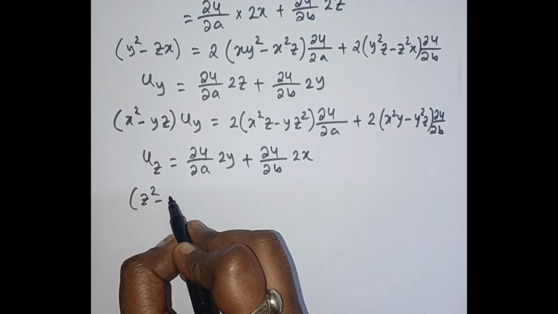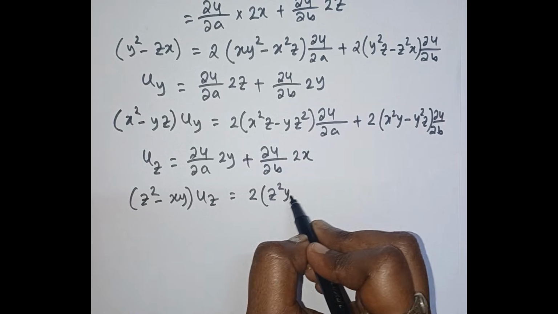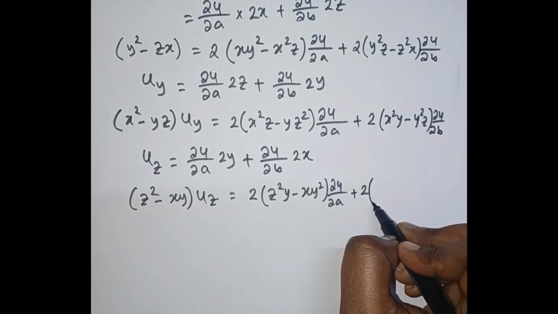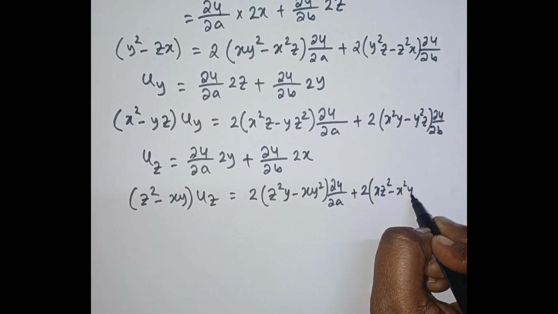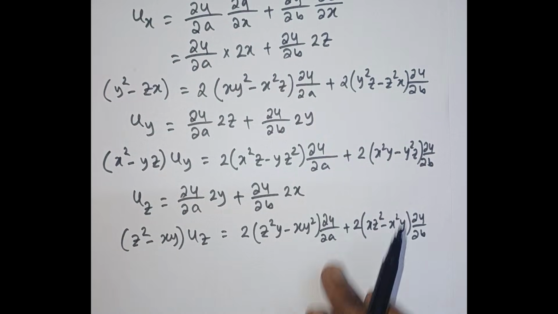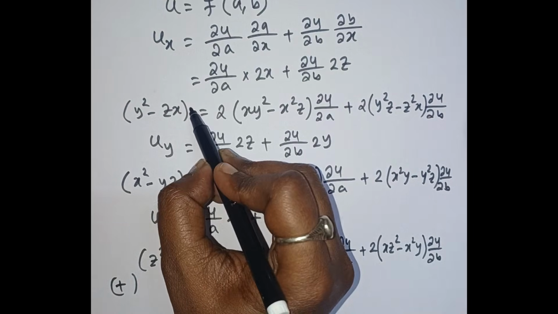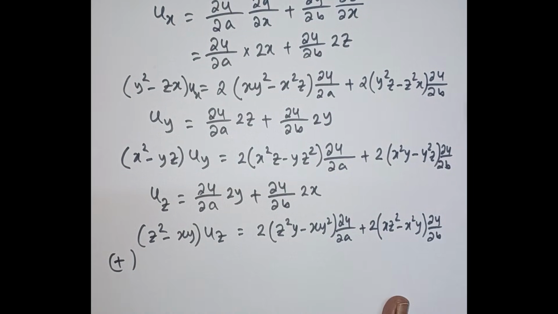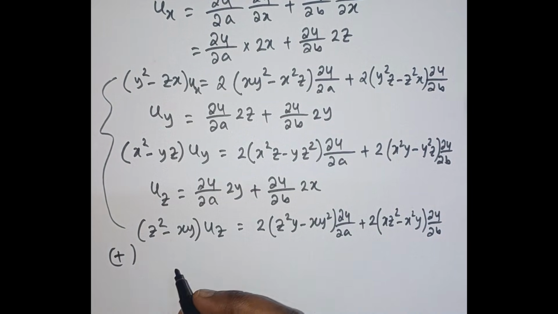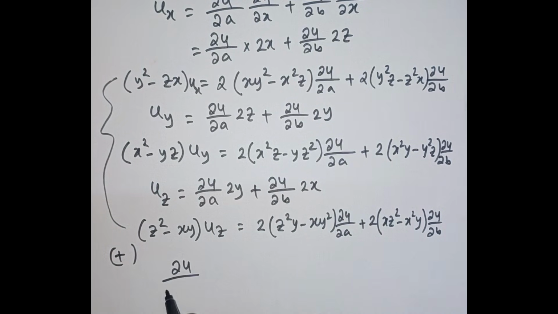Now in the expression there are z square minus xy uz. So calculate this one. This will be 2 into (z square y minus xy square) ∂u/∂a plus 2 into (xz square minus x square y) ∂u/∂b. Now in the expression we need sum up of all these three quantity. So add these three quantity, then the LHS, there will be ux. Check this, y square minus zx into ux. So now adding all these three quantities, we will be getting 2 we can take outside, and ∂u/∂a and ∂u/∂b we can take separately outside.